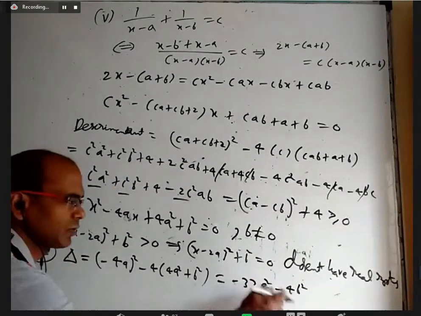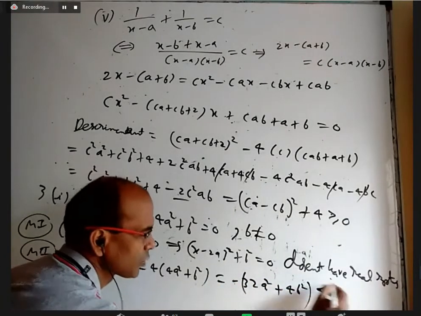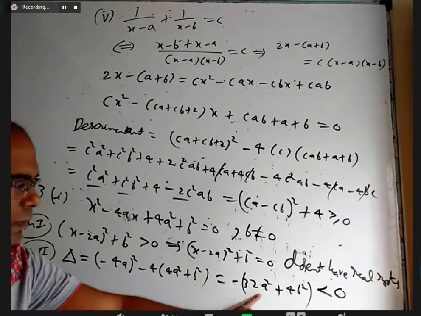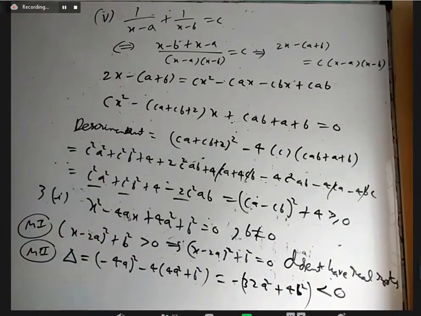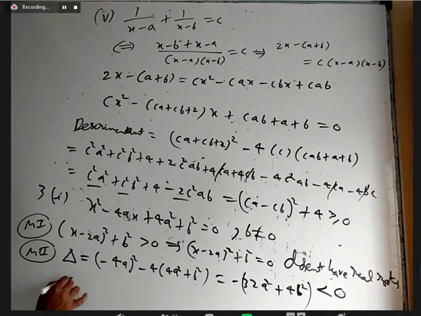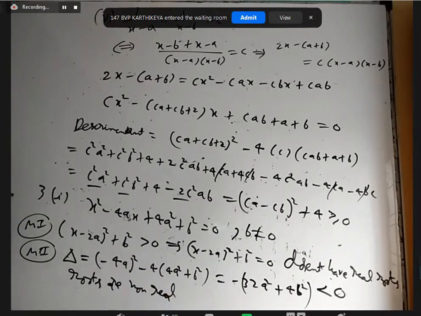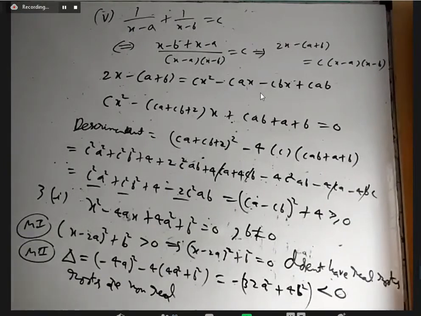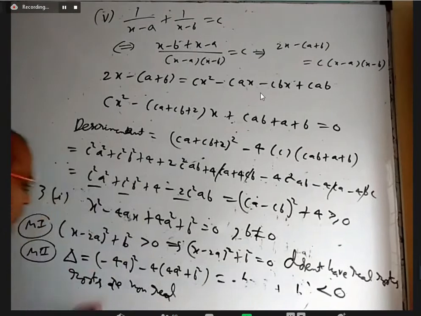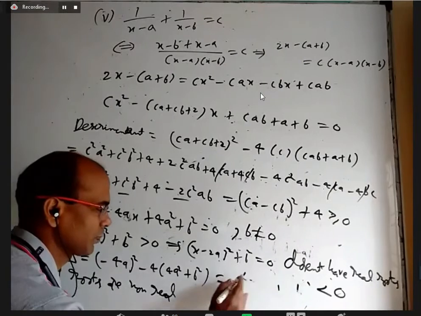You can say this is also negative, this is also negative. You can put a plus and minus 1. This is positive, but with a minus it is negative. So it is less than 0. It can't be even 0, because this may be 0, but 4b square can't be 0. So then also you can say roots are non-real. Oh, they're positive, sorry, I did not see. This is plus 16a square, this is minus 16a square, they cancel. You get simply minus 4b square.